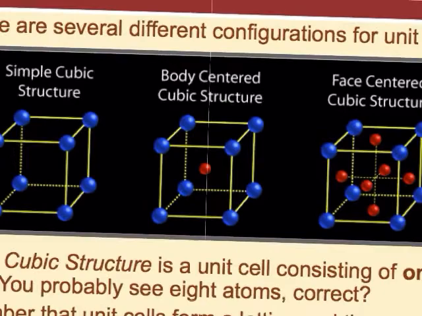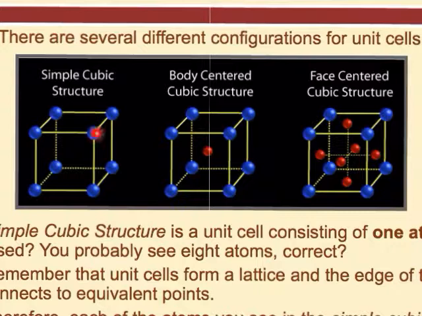We have some basic structures here. We already looked at the one on the left. This is simple cubic. We just have an atom on every corner. Then we have body-centered cubic. So that means we have an atom in the middle. And that's colored red so you can see it. They can all be the same type of atom. And then you have face center cubic. So these red ones are now on the faces.